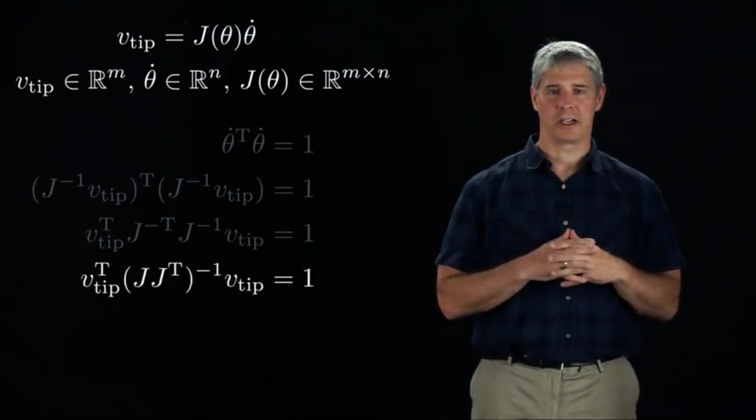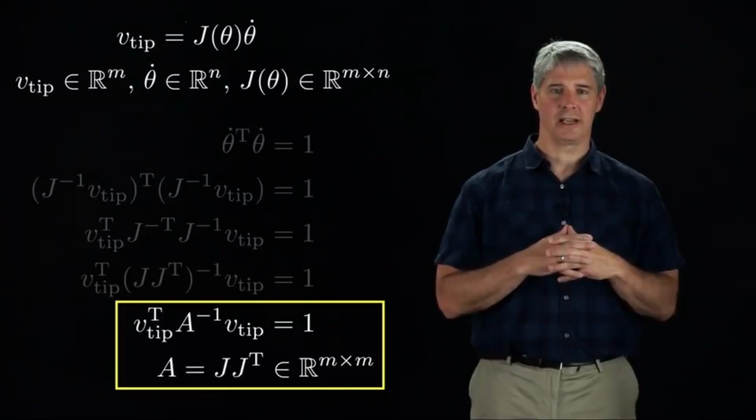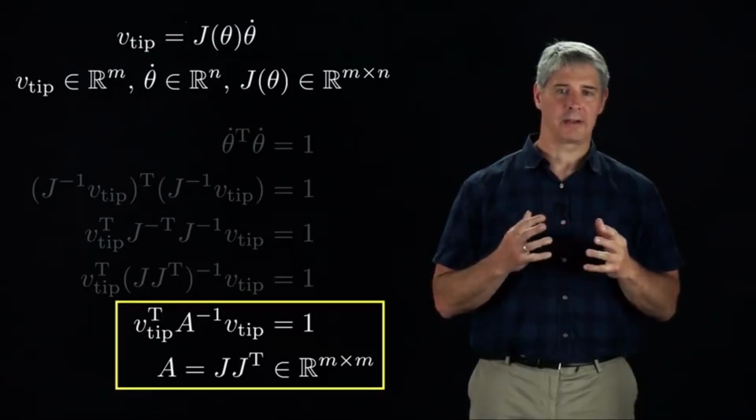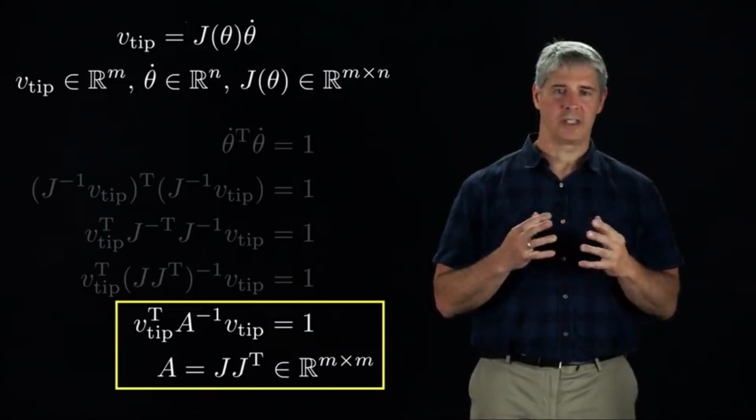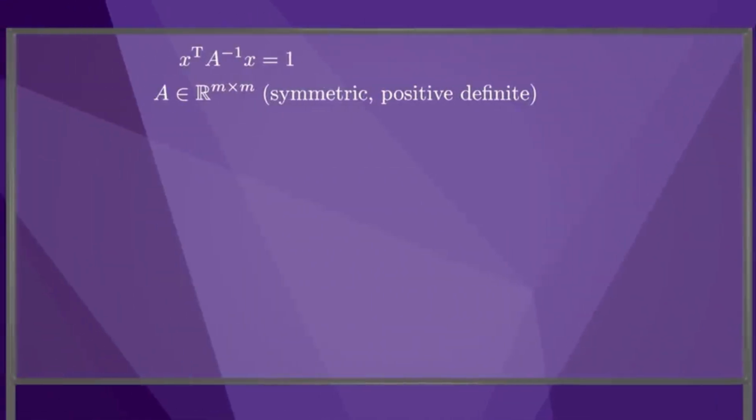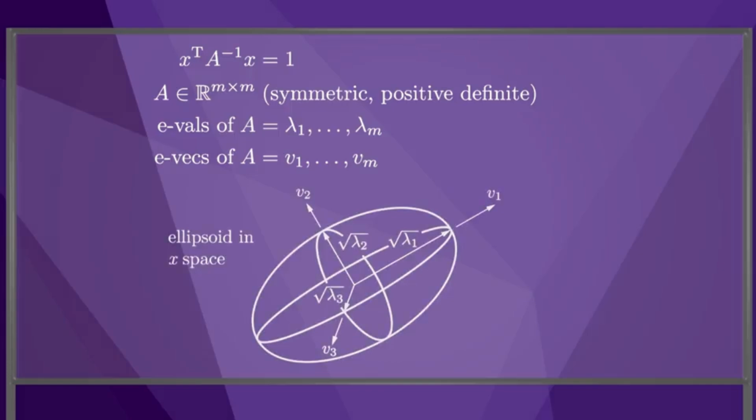We summarize this equation as v-tip transpose times A inverse times v-tip equals 1, where A is the m by m matrix J times J transpose. The A matrix is both symmetric and positive definite, and so is its inverse. Now assume we take this same equation, but replace v-tip by a generic vector x. The eigenvalues of the matrix A are called lambda 1 to lambda m, and the corresponding eigenvectors are v1 to vm. It is well known that the quadratic equation x transpose times A inverse times x equals 1 defines an ellipsoid of x values that satisfy the equation.